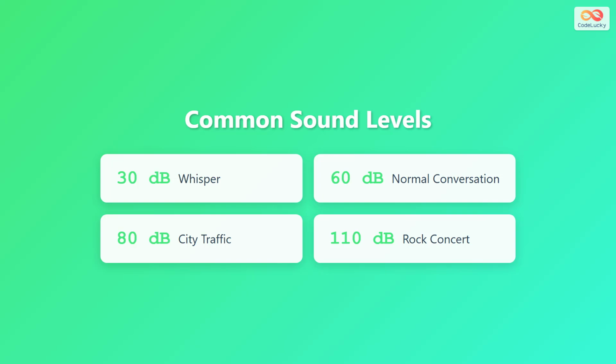Let's look at some everyday examples. A whisper measures around 30 decibels. Normal conversation is about 60 decibels. City traffic typically reaches 80 decibels, and a rock concert can hit 110 decibels or higher. Notice how these familiar sounds span a wide range on the decibel scale, yet the numbers remain manageable and easy to compare.